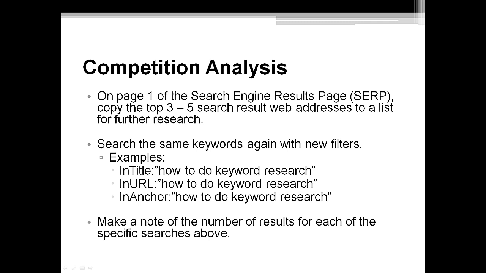Go ahead and go back up to the Google search box and search for the same keywords again, but with some filters. For example, you would type, as you see on screen now in the search box, intitle, colon, quotation, how to do keyword research, quotation. There is no space between the E in title, the colon, the quotation mark, and the H in the how to do keyword research keyword phrase. You do the same for inurl and inanchor. Make a note of the number of results that Google says there are.